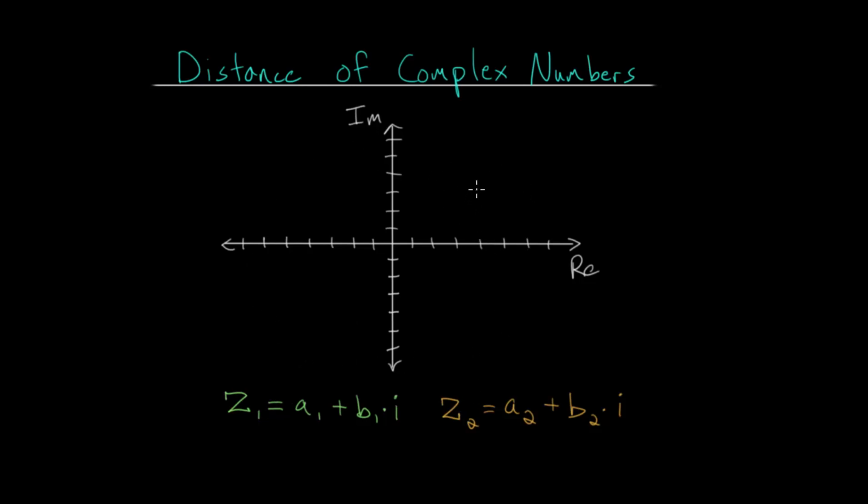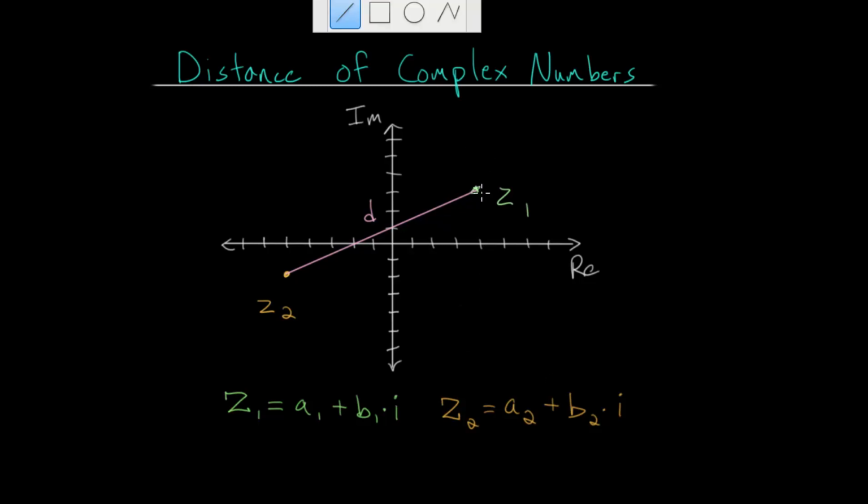So let's say z1 is maybe right here. And we can plot z2, let's say down here. And to find the distance between these numbers, we can start by drawing a line between them. And ultimately, we just need to figure out the length of this line. And we can call this line d for distance. And the general strategy is to decompose this into a right triangle.